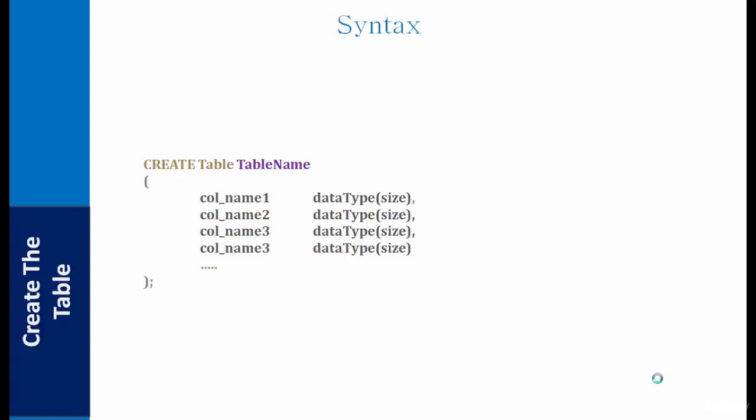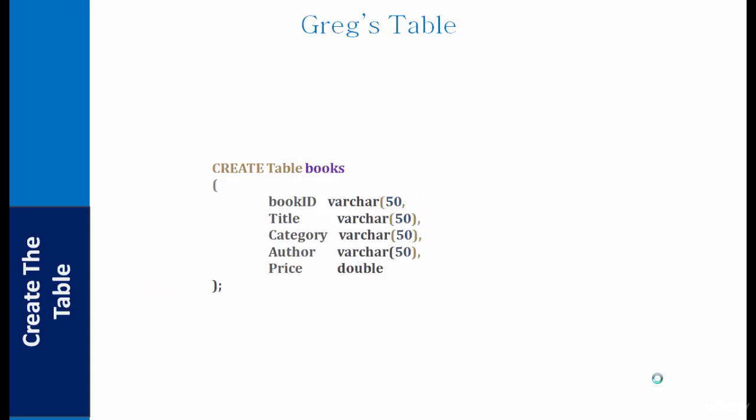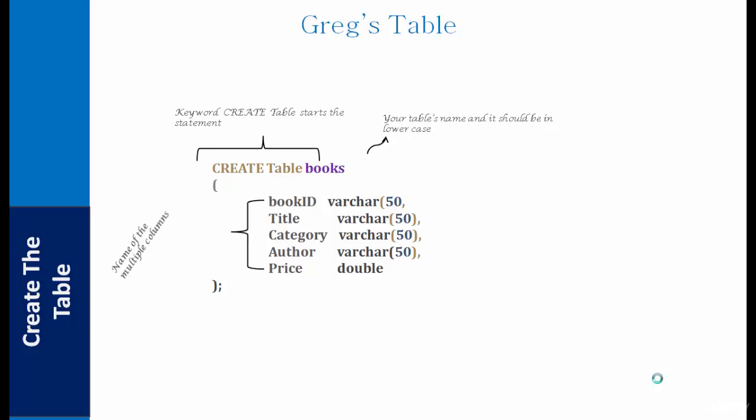To create a table in a database, we need to follow the below syntax. Our command is create table with the name of the table and the columns with the data types, as well as the size of each column. With each column, we need to define the data type we want to store. And as usual, the statement ends with a semicolon. Let's use the same syntax to create Greg's book table. His book table contains book ID, title, category, author, and price columns. So the table name is books and the columns are book ID, title, category, author, and price. Commas are used to separate two columns, and finally the statement ends with a semicolon.